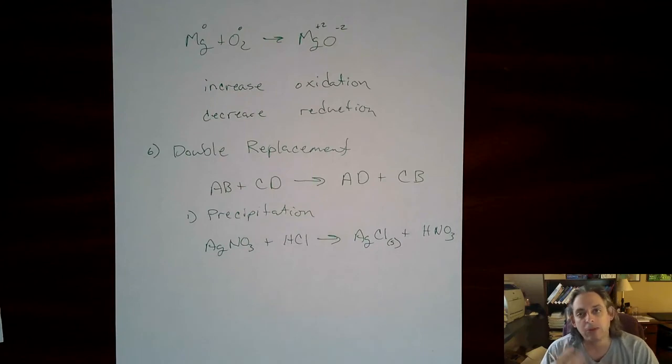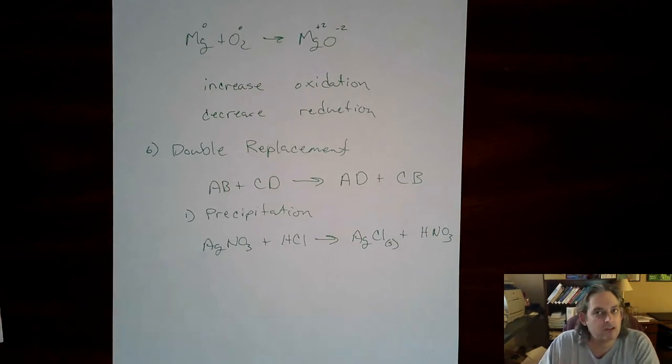Now there are solubility rules that help us determine whether or not a solid or a precipitate will form whenever we have a double replacement reaction. Generally, we can say that all nitrates dissolve in water. So if you have a substance that has a nitrate with it, it will always dissolve in water. So silver nitrate dissolves in water.